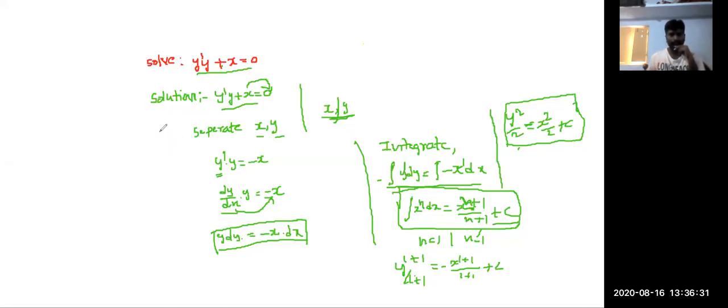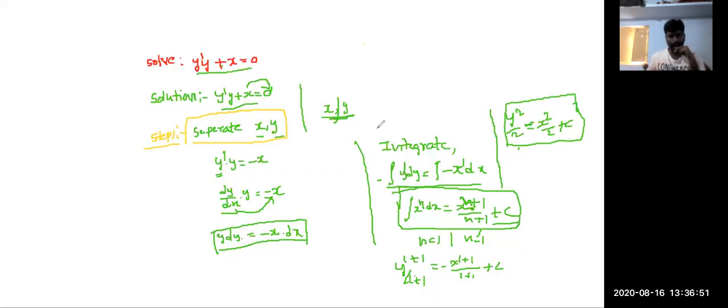In step 1, we have separated the variables x and y. In step 2, after separating the variables x and y, we have applied integration on both sides. Then by using the standard formula, we have found the solution. So this is the method to find the general solution of the given differential equation. Thank you.